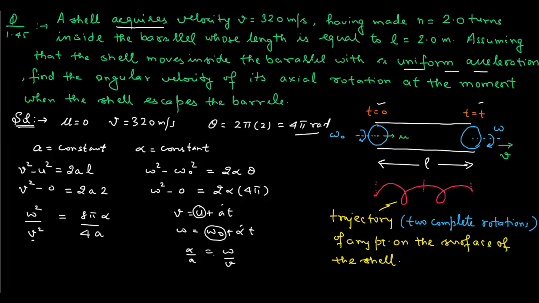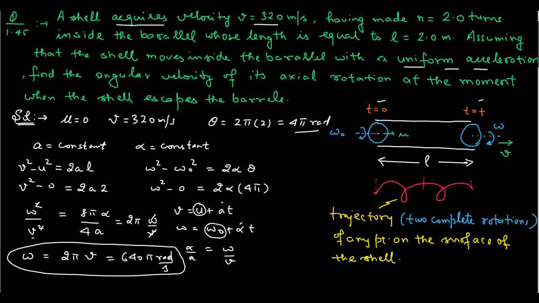So if I substitute here, I will get 2 pi omega by v. So 1 omega gets cancelled, 1 v gets cancelled, and finally we get omega equal to 2 pi into v, and v is 320 meters per second, and finally we get 640 pi radians per second. So this is our answer.